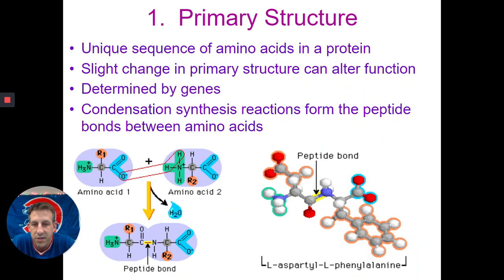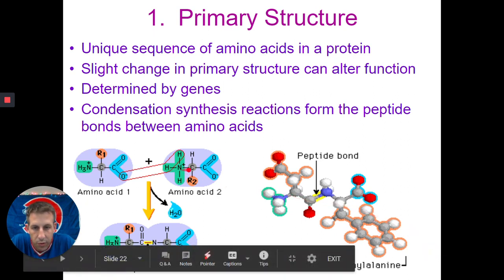So the primary structure is nothing more than a bunch of amino acids. Oh yeah, I want to make sure that I link this video because it's great. The primary structure is nothing more than amino acids that are continuously linked together.